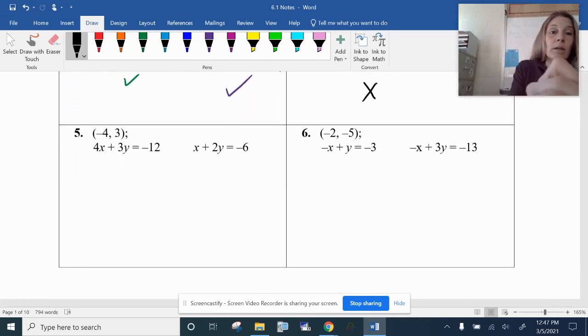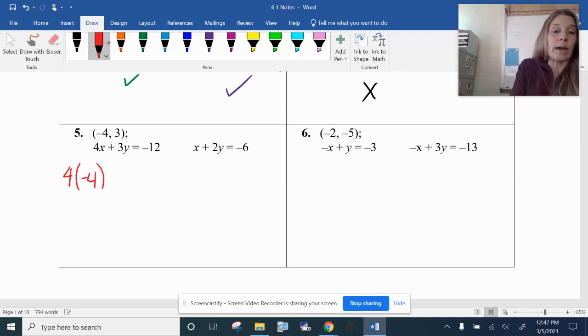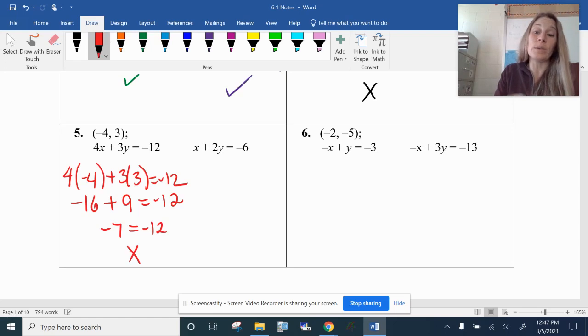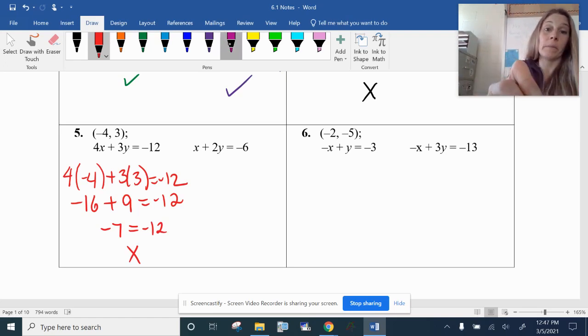All right, so let's check another one. So this one here, we're going to put in the negative 4 for the x, the 3 for the y. We have negative 16 plus 9, which equals negative 7. And that clearly does not equal negative 12, so we don't really need to take it any further.